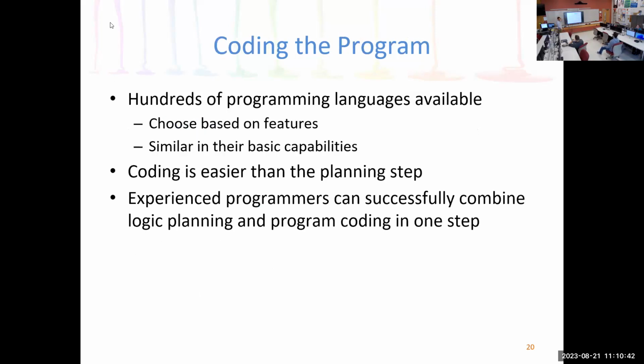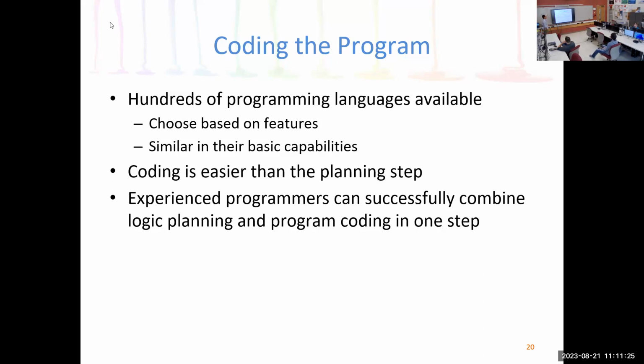Okay, coding the program. Actually, it's not hard. It's not complicated if you understand the logic. If you understand the logic, you can apply it to a specific programming language. Yeah, it can work in Java or Python or whatever it is. Right? So you have hundreds of programming languages available, and you choose based on the features. Each of them has specific features. They have pros and cons, and it's up to you. And basically, they are quite similar in their basic capability. Once you understand the logic, you can apply it to the specific programming language here.